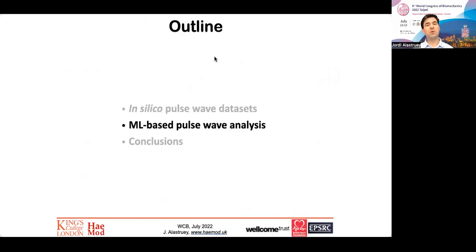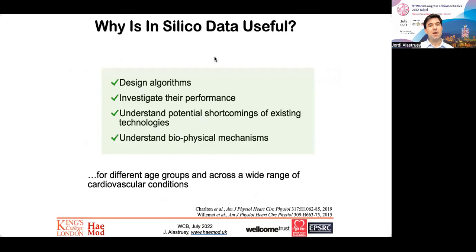For the remainder of my talk, I would like to show some clinically relevant studies on how in silico pulse wave datasets can help us develop machine learning-based pulse wave analysis algorithms. In silico pulse wave datasets are useful for designing and testing algorithms of pulse wave analysis, including machine learning models, understanding the potential shortcomings of existing technologies, and also understanding the mechanisms underlying hemodynamic observations. I would like to illustrate these points with 2 clinically relevant studies.